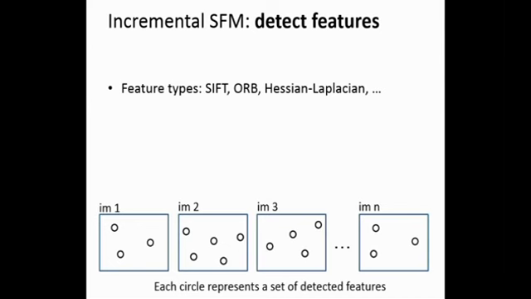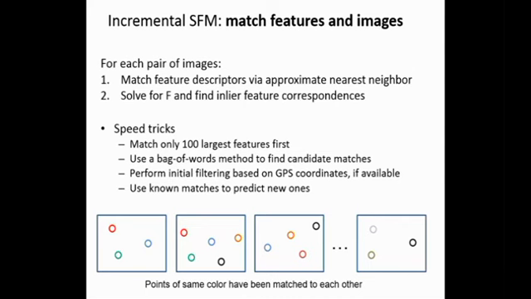And so here in this representation, we've got a set of n images, and we've detected features in these images. You can think of these circles as a set of features that has been detected. Typically, you'll detect somewhere between 1 and 4,000 features per image, and that ends the feature detection phase. Then you want to try to match features in images.